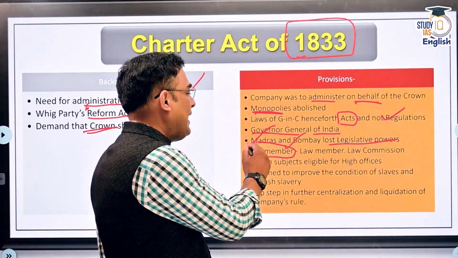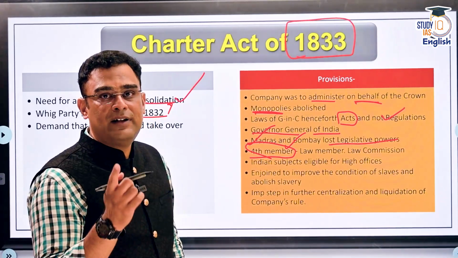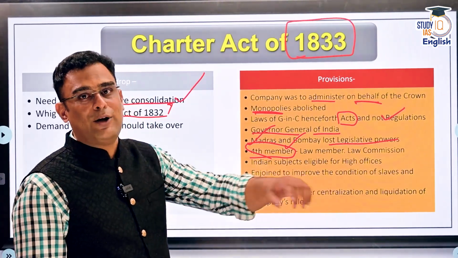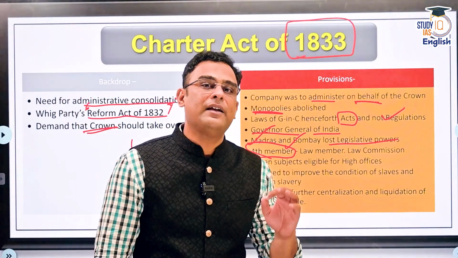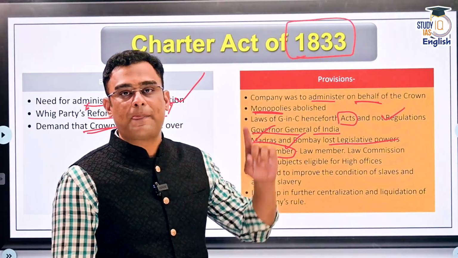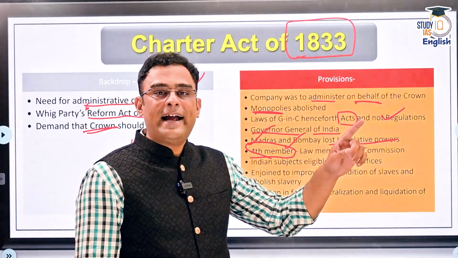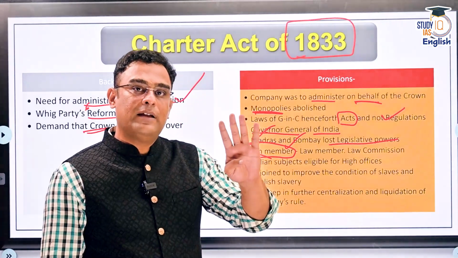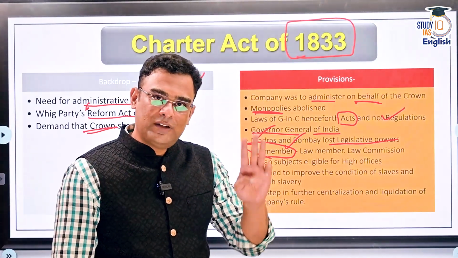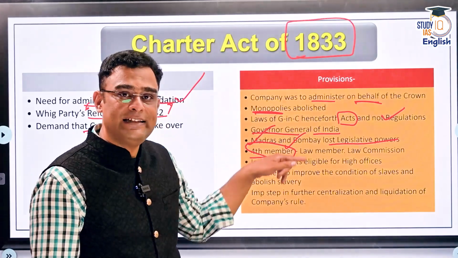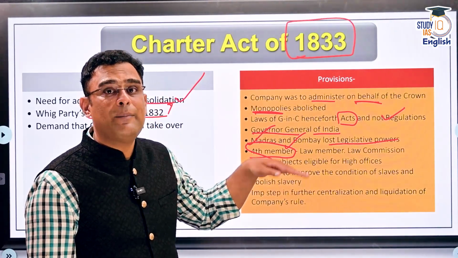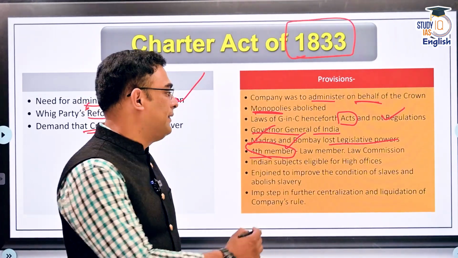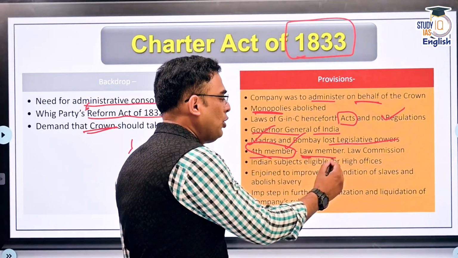Fourth member was now again added to the Governor General's Council. Now this is a bit tricky, but let me make it as simple as possible. The first Act, Regulating Act, brought in 4 members. Then Pitt's India Act brought it down to 3. And then again in this Act, we see it coming back to 4. This 4th member was called as the Law Member.